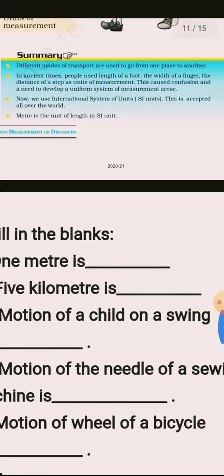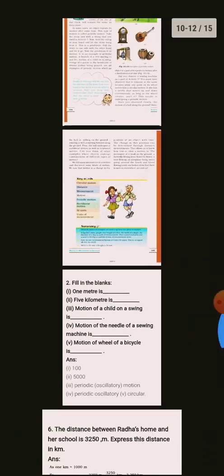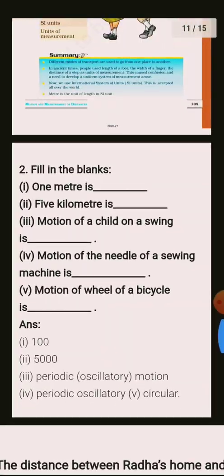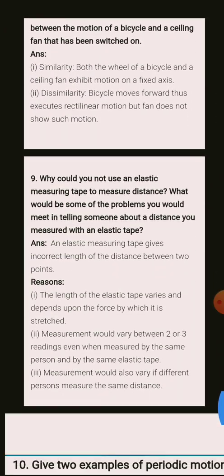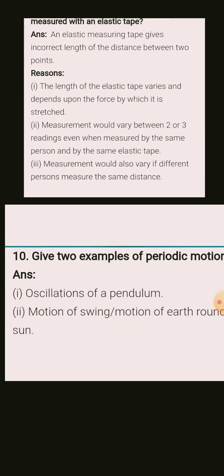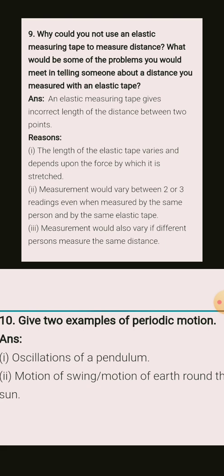ओके स्टूडेंट्स, आज का चैप्टर हमारा कंप्लीट हो जाता है और आपको होमवर्क के अंदर क्वेश्चन नंबर 2 और क्वेश्चन नंबर 6, 7, 8, 9 और 10 जो है वो आपको होमवर्क में करना है. स्टूडेंट्स, इन क्वेश्चन के आंसर्स की जो PDF है वो आपको इस वीडियो के साथ में मिल जाएगी.